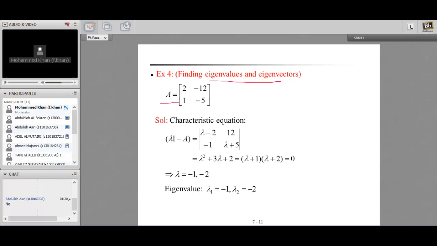So we can write λ − 2 and λ + 5. Wherever there is a diagonal element, we subtract λ. So we write λ − 2, λ + 5, and the rest of the elements are 12 and −1. So it is a quadratic equation. The roots are −1 and −2. So these are the two eigenvalues: λ equals −1 and −2.